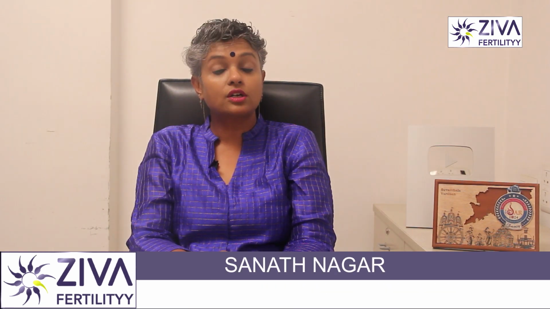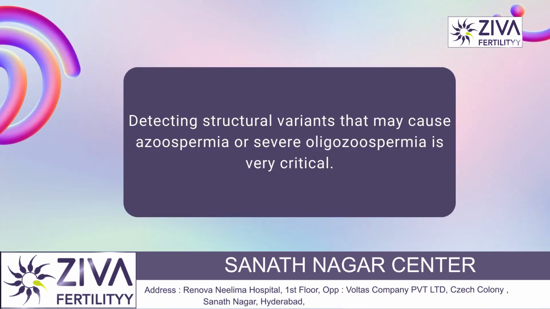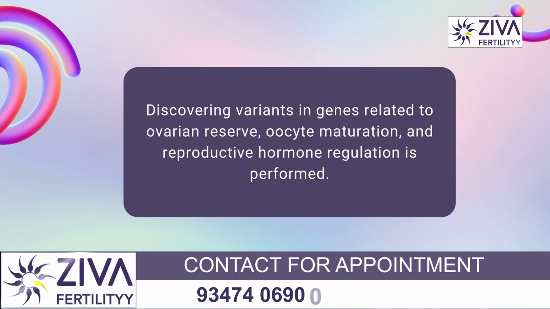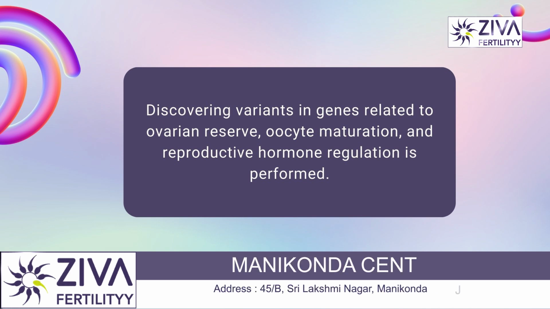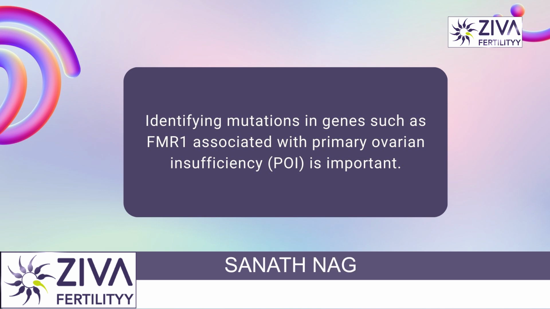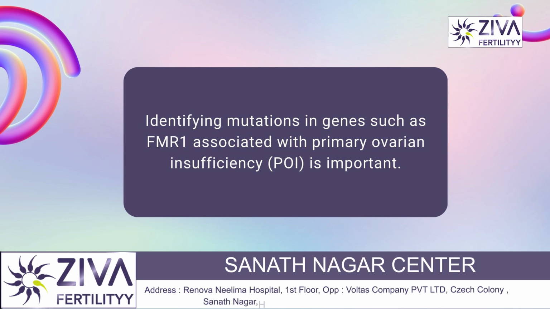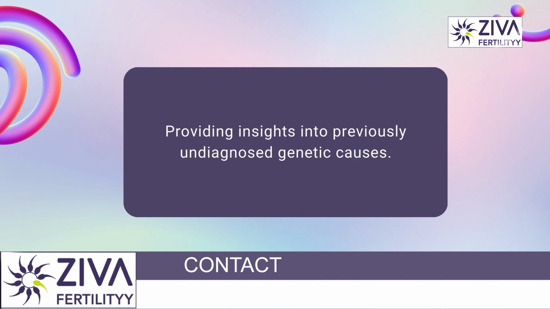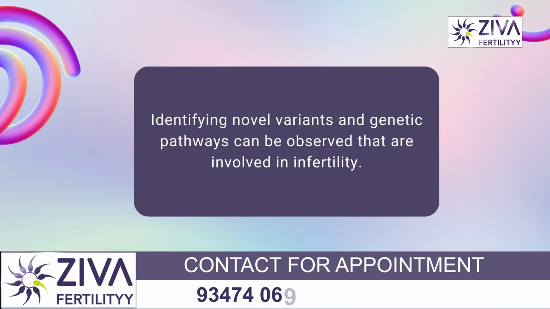Detecting chromosomal structural variants that may cause azoospermia or severe oligozoospermia is very critical. In female infertility, discovering variants in genes that are related to ovarian reserve, oocyte maturation, and reproductive hormone regulation is performed. Identifying mutations in genes such as FMR1 that is associated with primary ovarian insufficiency is important. Unexplained infertility also can be identified, providing insights into previously undiagnosed genetic causes. Identifying novel variants and genetic pathways involved in infertility can also be observed.